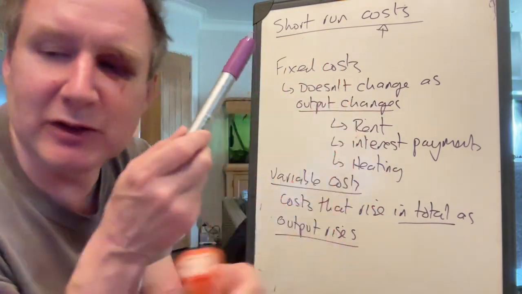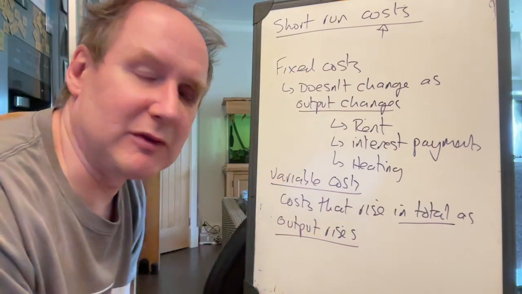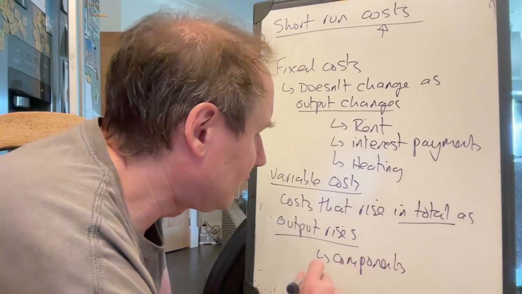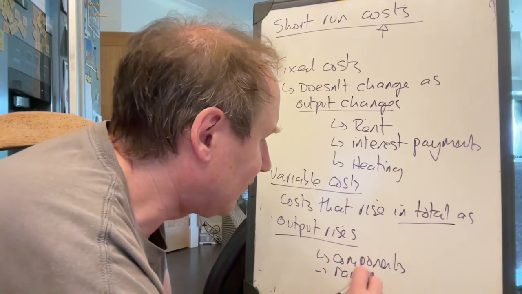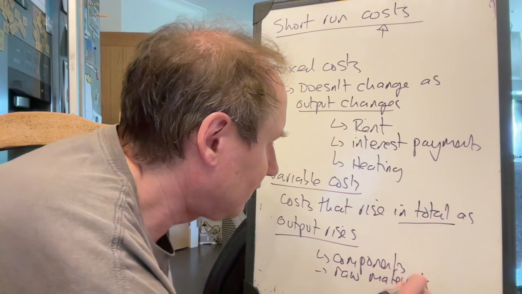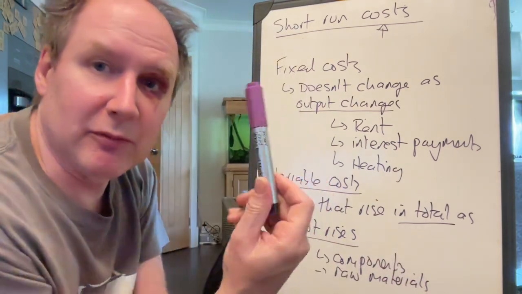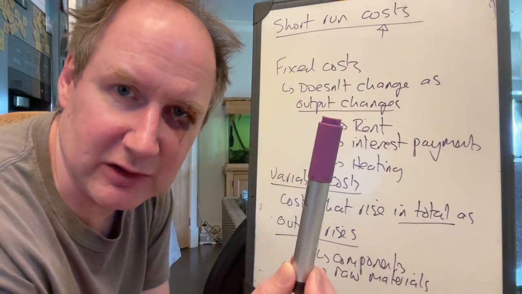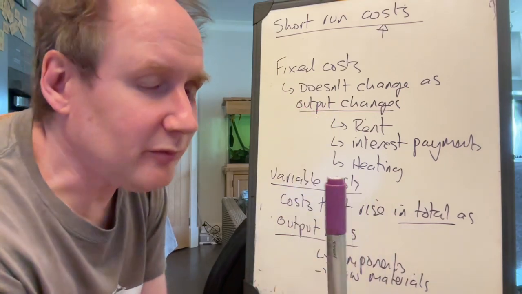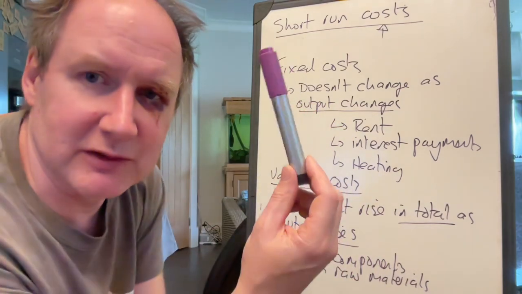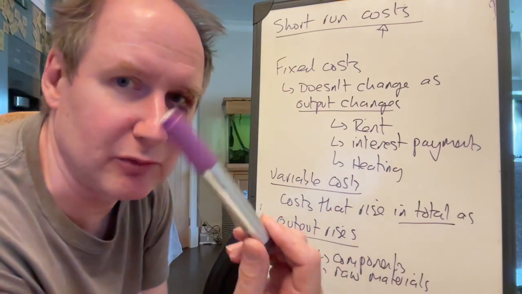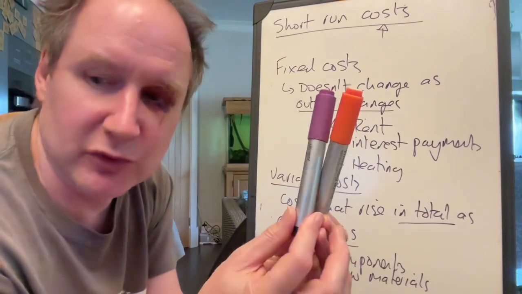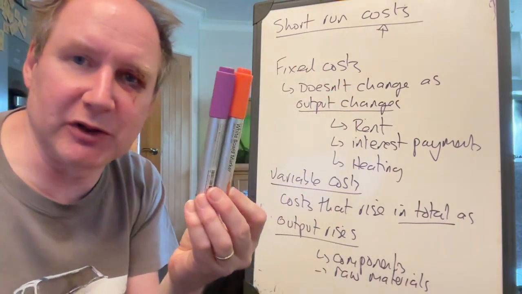If we take, they tend to be things like components, raw materials. So if we take our marker pens as an example, an important variable cost for this business is probably the plastic and the ink that goes into this pen. Each pen probably costs the same as the last one. So this one cost them, probably not, but £1 for the sake of argument. This one cost them £1 to make. This one cost them another £1 to make. This one cost them another £1 to make.